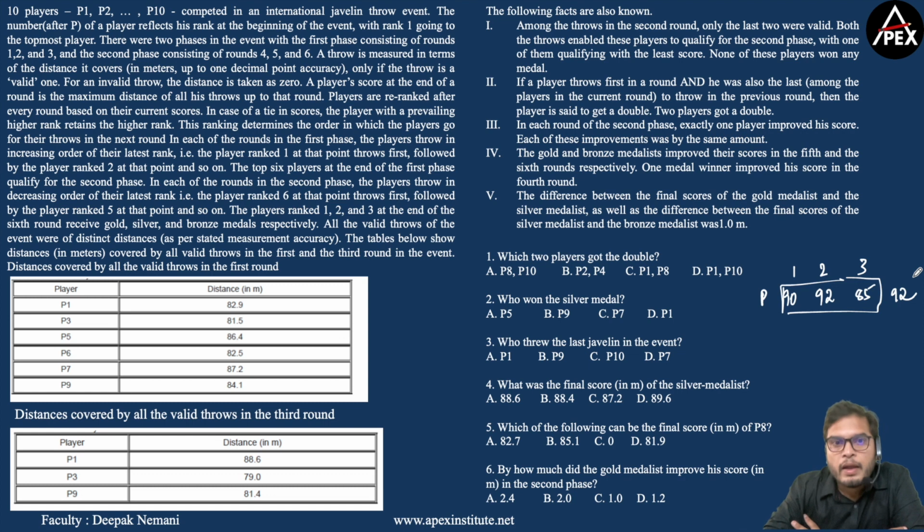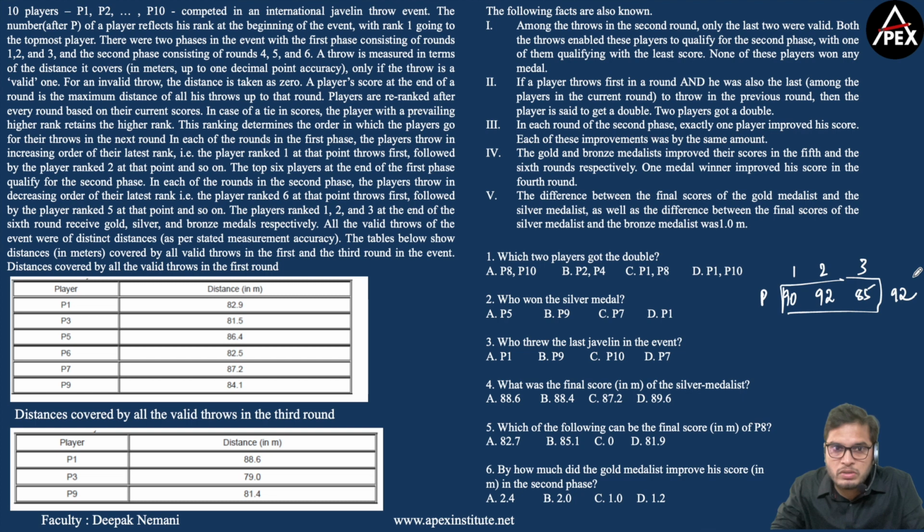Now, players are re-ranked after every round based on their current scores. So the ranks of these 10 players are not constant. They might change round to round. Now in case of a tie in scores, the player with a prevailing higher rank retains the higher rank. This ranking determines the order in which the players go for the throws in the next round.